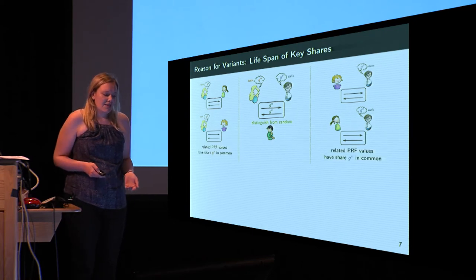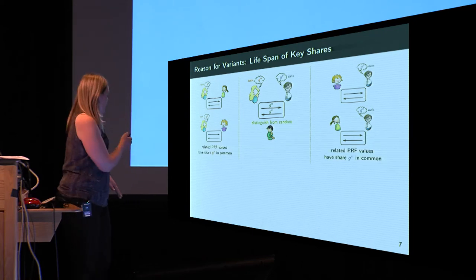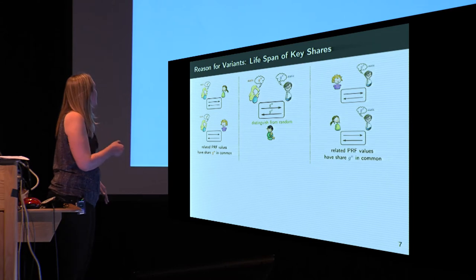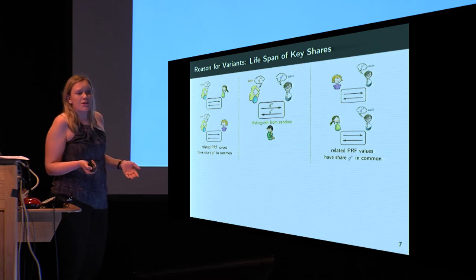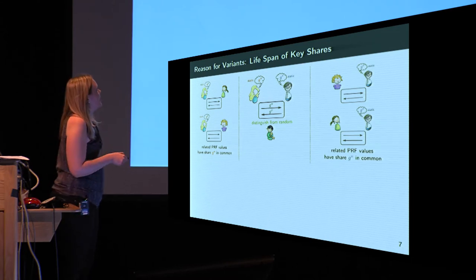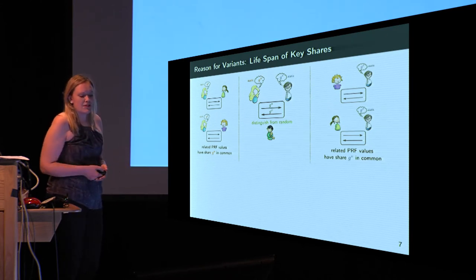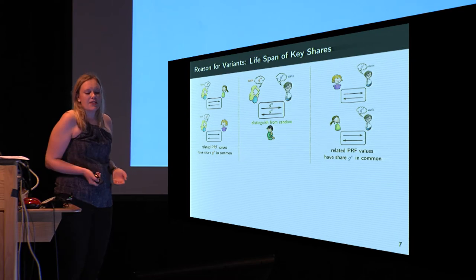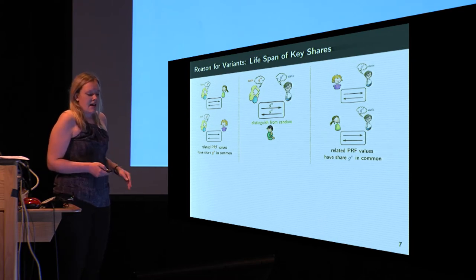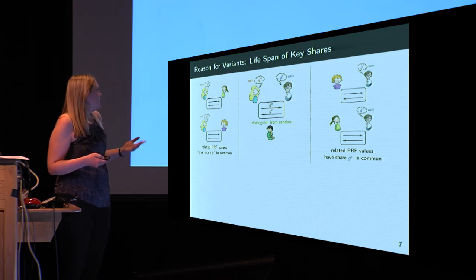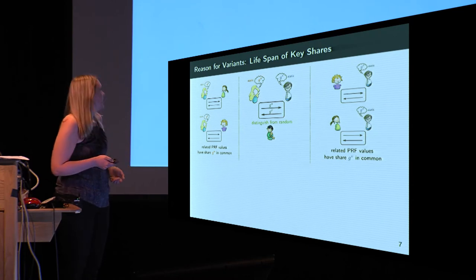So on the one side, we have the values where Alice is talking to someone and she always uses the g^u. And on the other side, we have the situation where someone is talking to Bob and Bob always uses the g^v. So on both sides, we have related PRF values. So this is the situation that can come up very easily.